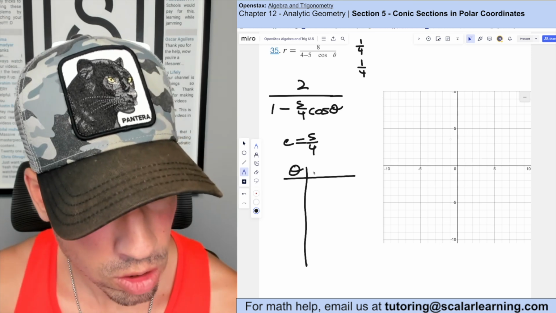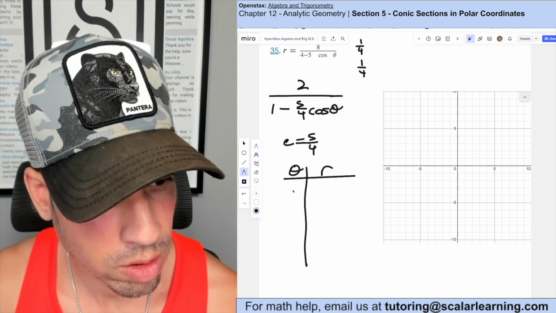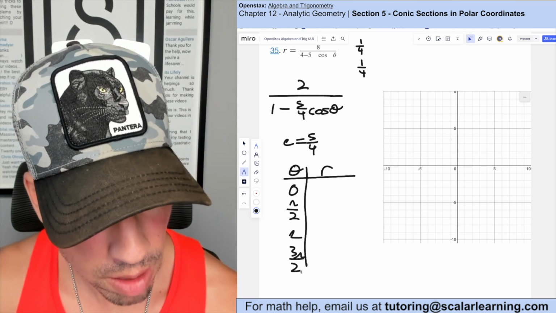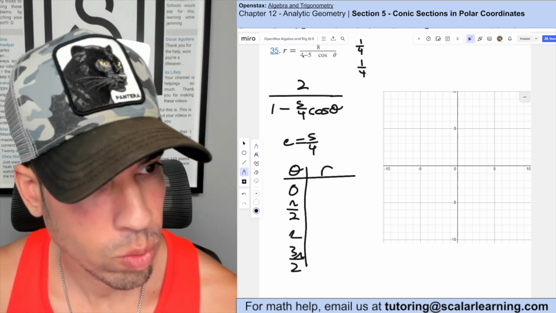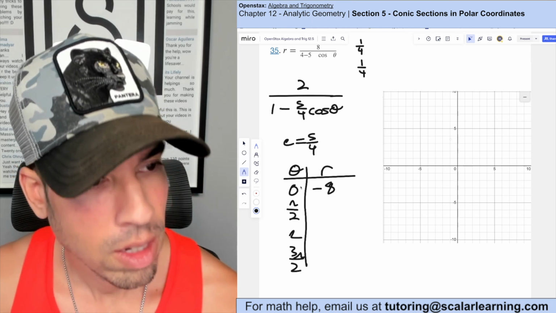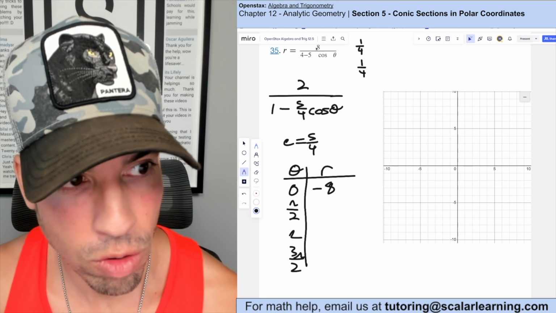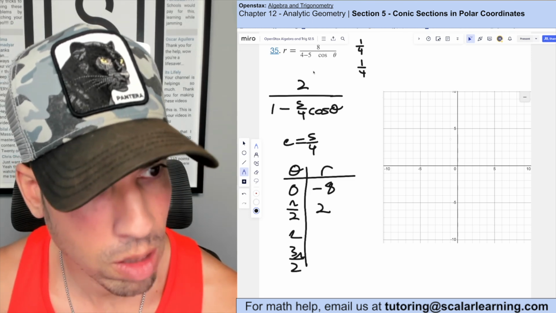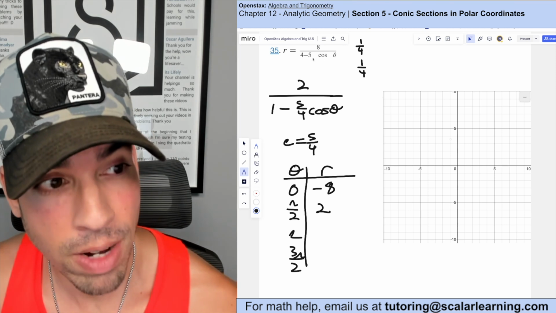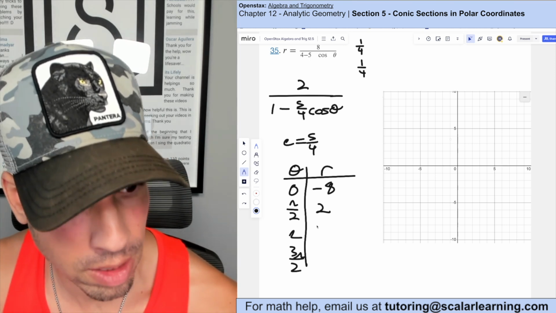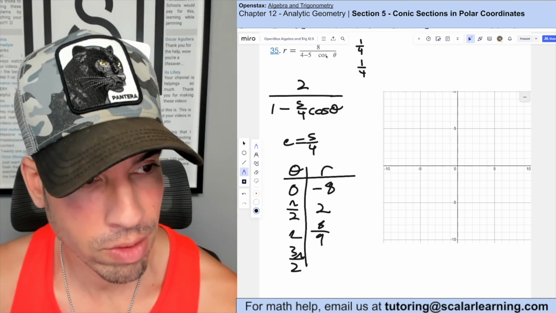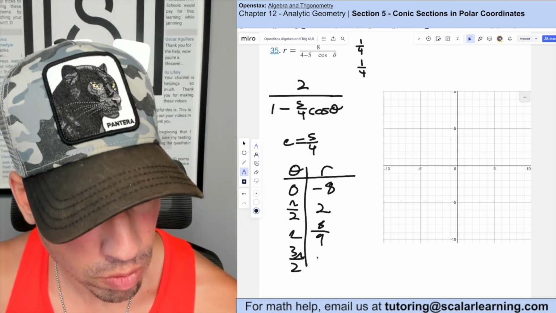Now let's make our table and get a couple of points here. Again, we're going to go 0, pi halves, pi, and 3 pi halves. Let's plug and chug. 0 in, cosine of 0 is 1, 4 minus 5 is -1, 8 over -1 is -8. Then pi halves, cosine of pi halves is 0, 8 over 4 is 2. When we plug in pi, cosine of pi is -1, 4 minus -5 is 4 plus 5, which is 9, and this gives us 8/9. And last but not least, 3 pi halves. Cosine of 3 pi halves is 0, so again it's 8 over 4, which is 2.